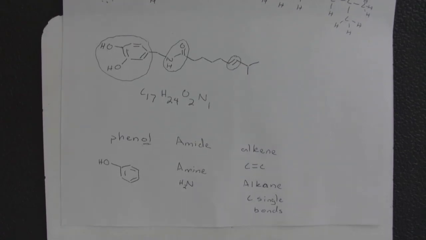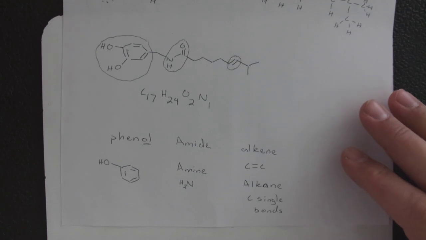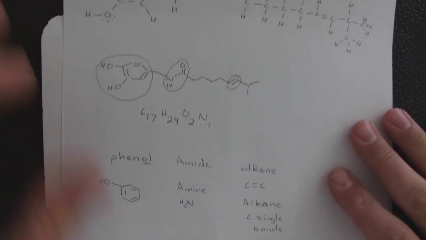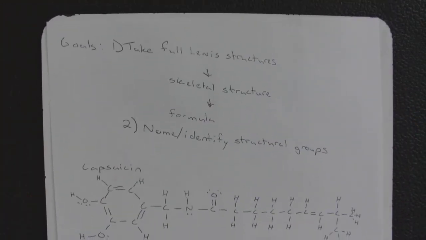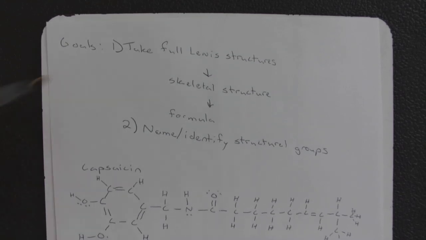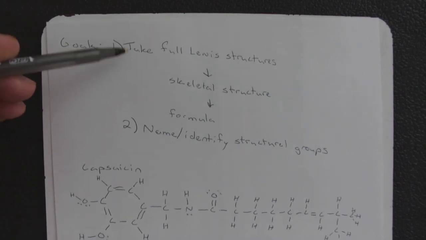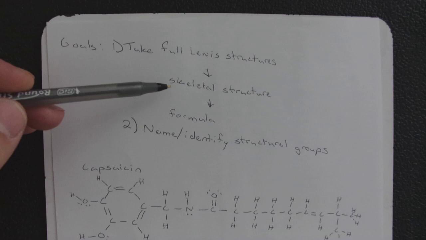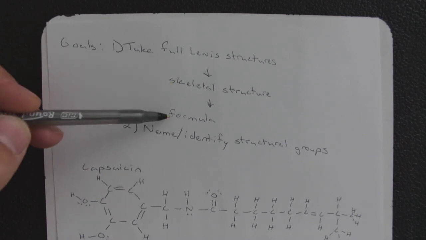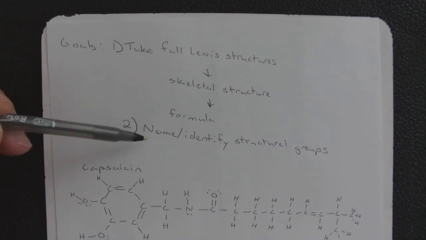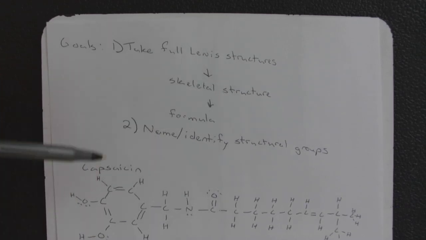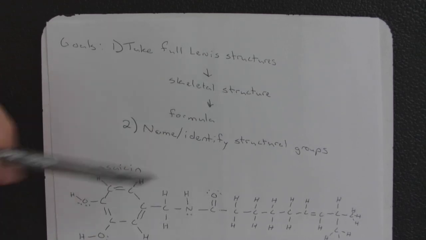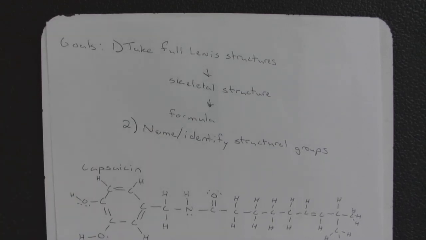And so you guys are going to have a whole ton of practice. We're going to hopefully learn about and identify these different structures. Again, what I am hoping for you guys to be able to do by the end of your time with the sub is to take our full Lewis structures and turn them into a skeletal structure. And if we have a skeletal structure, turn it into the formula. And then with those skeletal structures, we want to be able to name and identify our functional or structural groups.